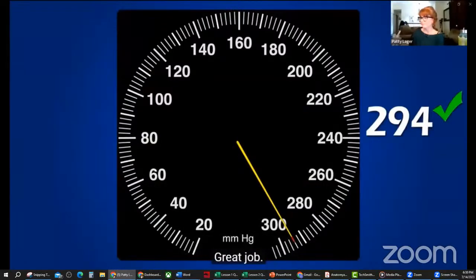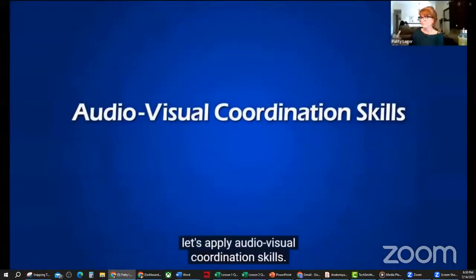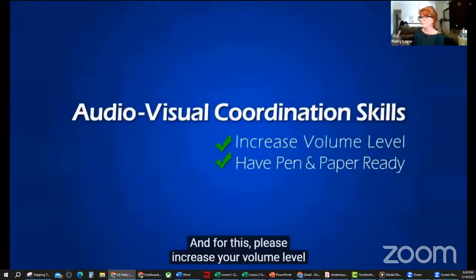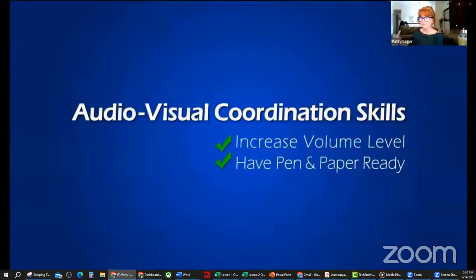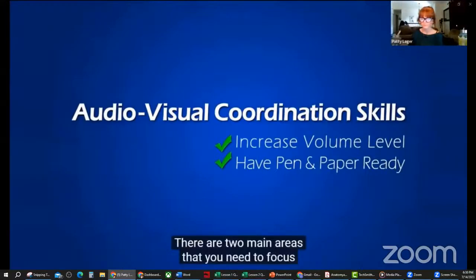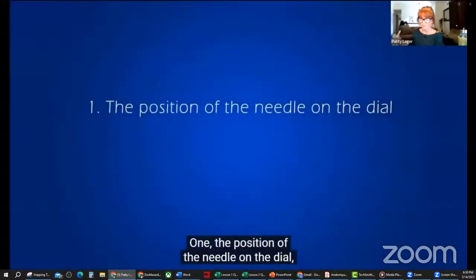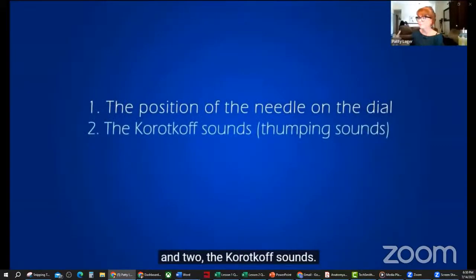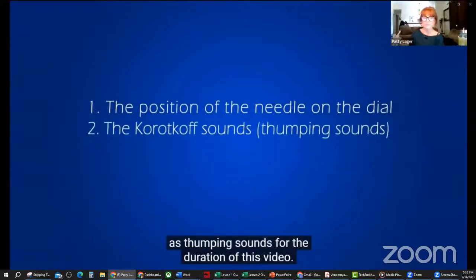Great job. Now that you're comfortable with reading the blood pressure dial, let's apply audiovisual coordination skills. For this, please increase your volume level and have a pen and paper on hand. There are 2 main areas that you need to focus on when determining a blood pressure reading: 1, the position of the needle on the dial, and 2, the Korotkoff sounds. We will refer to the Korotkoff sounds as thumping sounds for the duration of this video.